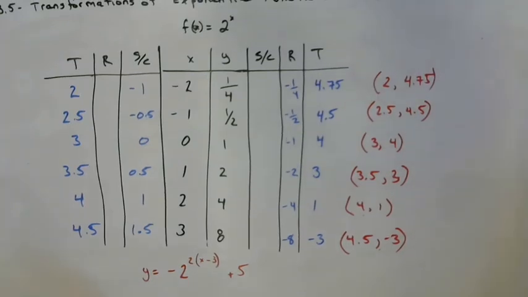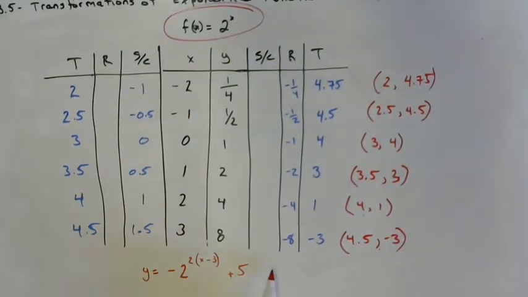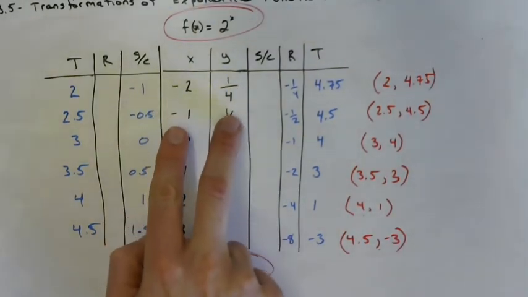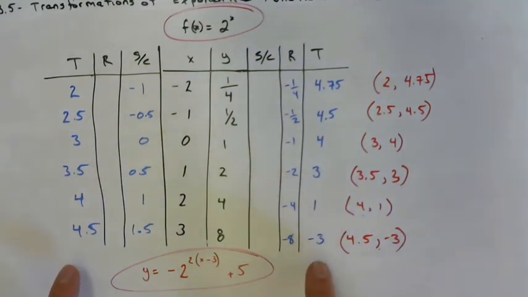Okay, extended table of values. Parent function, transformed function, x and y coordinates for the parent function, x and y coordinates for the transformed function.